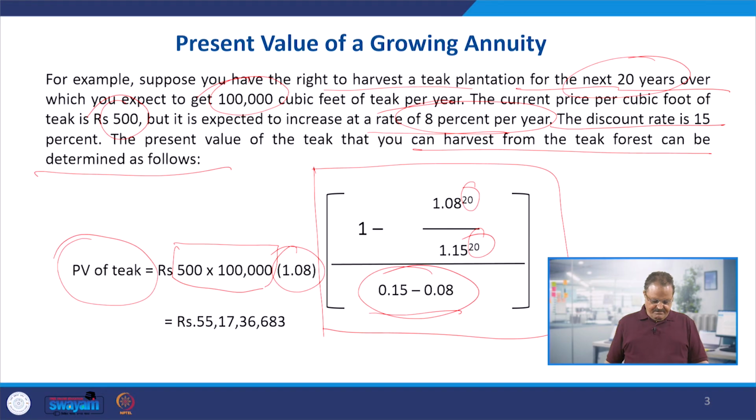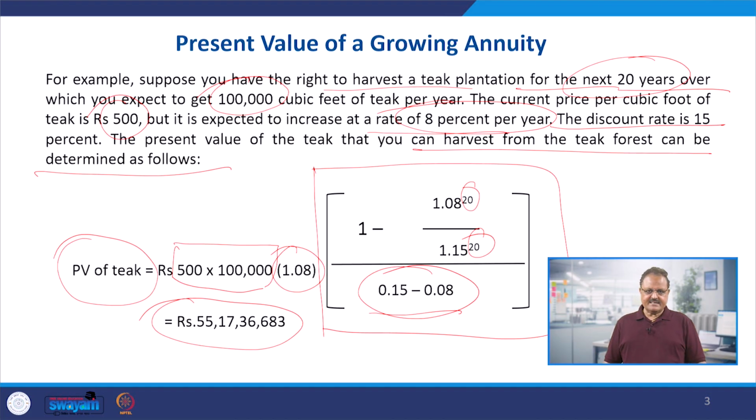It would be 55 crores 17 lakh 36,683. This is going to be the total value, present value of the growing annuity, which we are going to get by harvesting the teak wood for a period of 20 years, which is going to grow at the rate of 8%, and per cubic feet of this teak is going to be sold in the market at 500 rupees, and the discount rate is 15%.